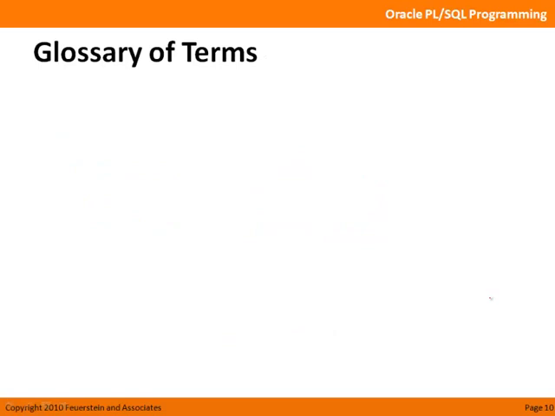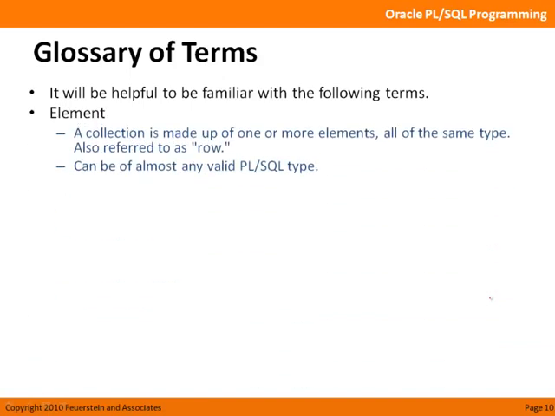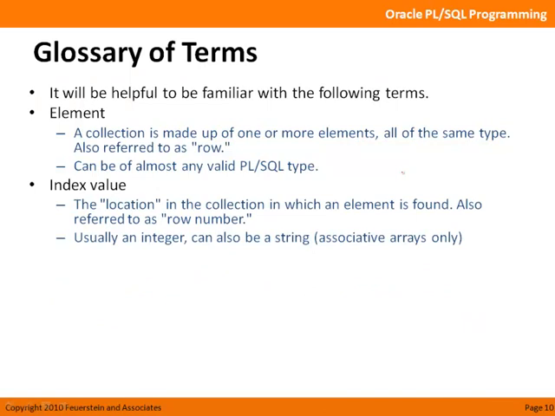Glossary of terms. As you talk about collections, as you learn about collections, it'll be helpful to be familiar with the following terms. First of all, an element. A collection is made up of one or more elements, all of the same type. So again, you might have a collection of strings or a collection of dates, a collection of records. I'll also refer to this as a row. It's like a row in a table. So an element in a collection, a row in a collection, a row in a table. And they can be of almost any valid PL/SQL type. Just about any data type you're ever going to use can be used as the type of a collection.